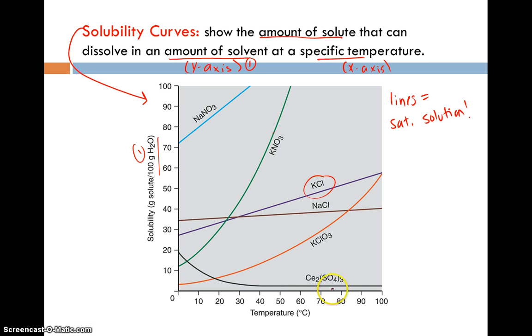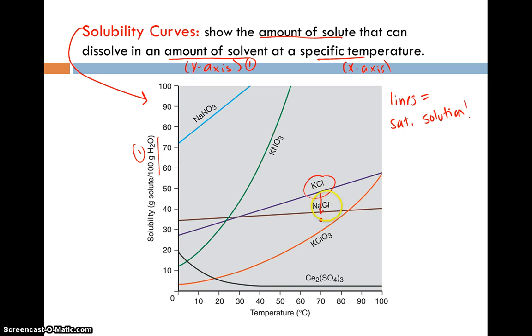If I look at KCl and I look at 70 degrees Celsius, let's say I only had 30 grams of KCl in my lab. So that would put me about here. That would be how much KCl I would have dissolved in my 100 grams of water. But if I look at my solubility curve, I can see that KCl can hold over 40 grams. So since my amount is less than the line, that would mean my solution is unsaturated.